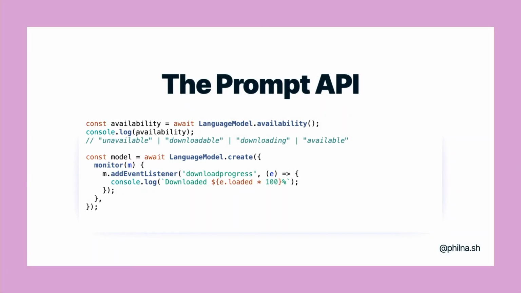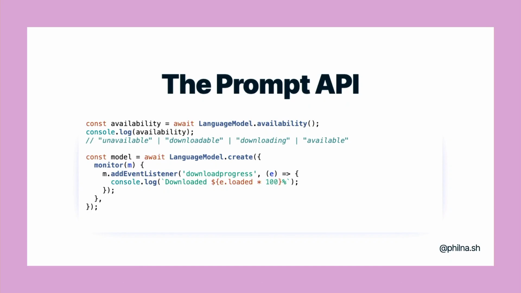If it is capable of running the model, but it has not downloaded it at all, then you'll get downloadable as the answer. If you or somebody else has already started to download it, you'll get downloading as the answer. And if you are ready to use that model, available is your availability, and you're ready to go.